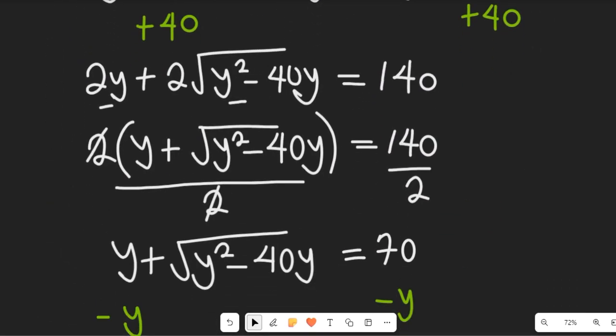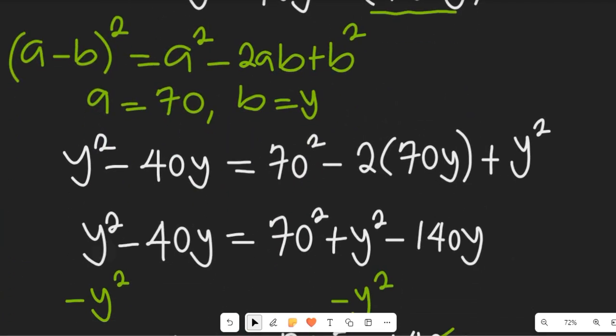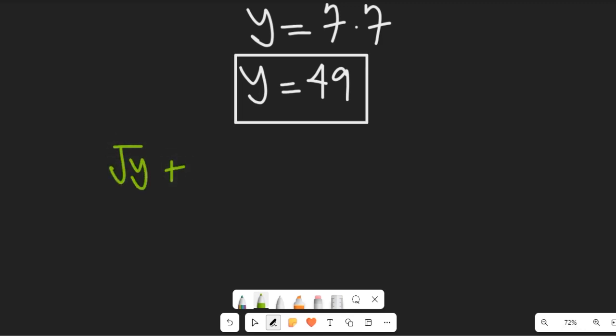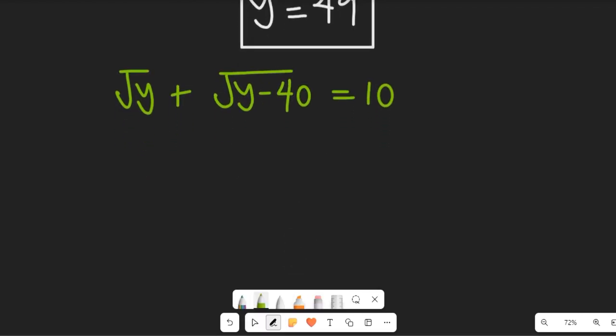Now, if we want to check to find out if our solution is right, let's check to find out if this solution is absolutely right. Remember the question. In the question, we are given the square root of y plus the square root of y minus 40, and we are told is equal to 10. So at y equal to 49, can we get that value of 10 on the right hand side? Let's check. We'll have the square root of 49 plus the square root of 49 minus 40.